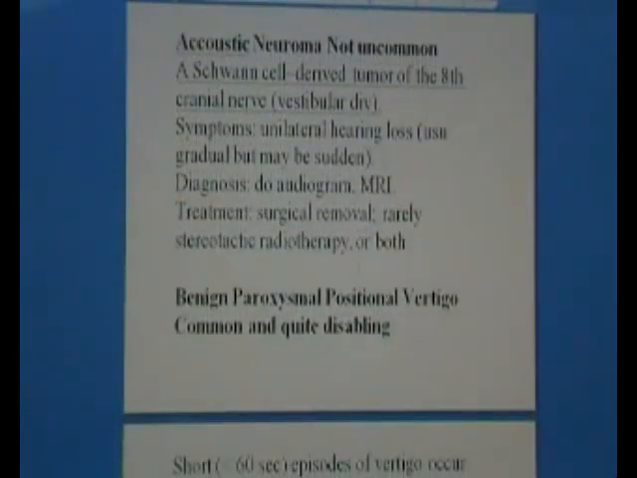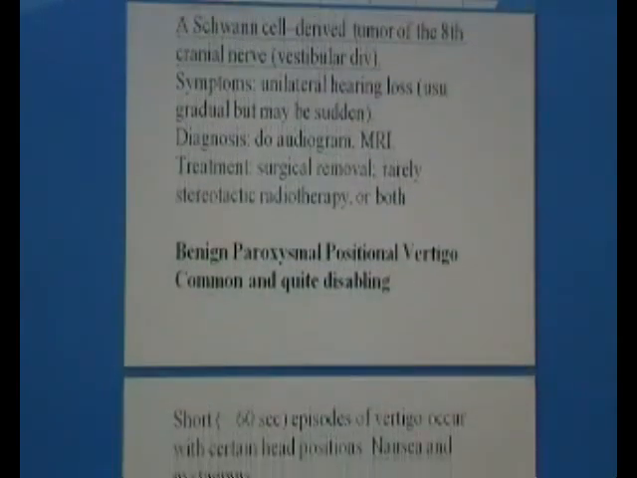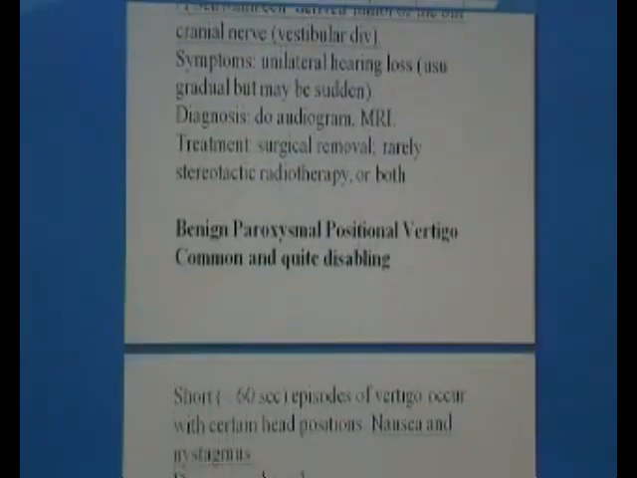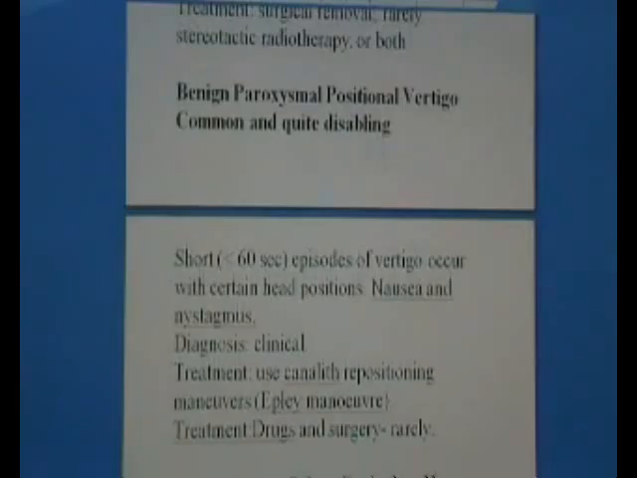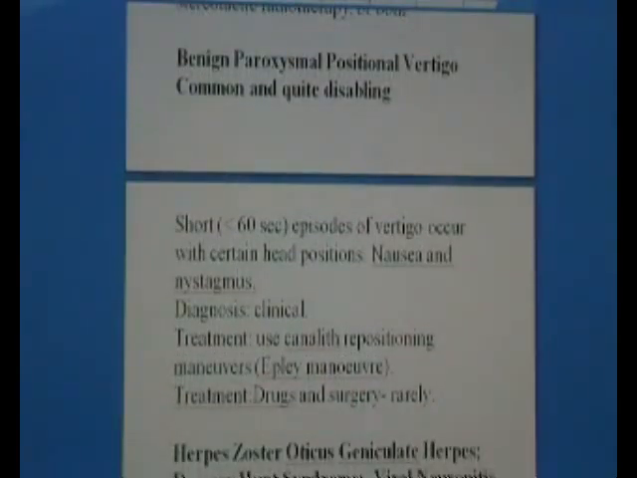Benign paroxysmal positional vertigo. It's another common one. We're moving from hearing loss to now benign paroxysmal positional vertigo, head spinning, common, quite disabling. Can be brief, under 60 seconds, and can be precipitated by certain head positions. They get nausea, nystagmus, clinical examination.